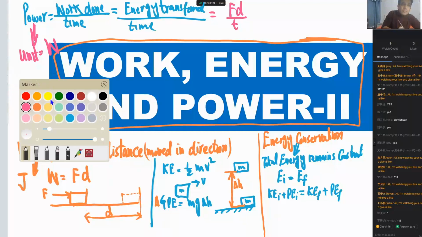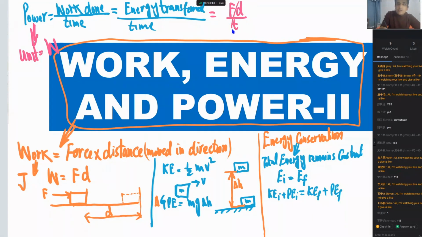Now from here you can find out. Actually I want to change the size of this here. So you see this one here, D over T, this is V, so this one is equal to V. So the power is also equal to F times V. So this also you need to understand, power is equal to force times velocity.